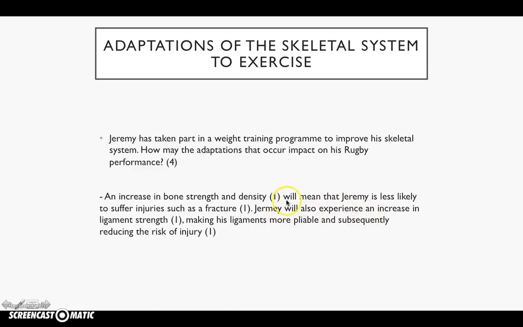Jeremy will also experience an increase in ligament strength. That was the other adaptation. So there's your 2 marks. You get 4. So it's going to be 2 marks for the adaptations, 2 marks for expanding on those, making his ligaments more pliable and subsequently reducing the risk of injury. Both of them have an impact on his sport in terms of reducing the risk of his injury.